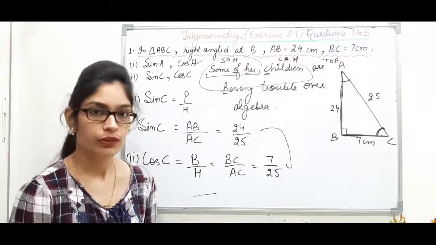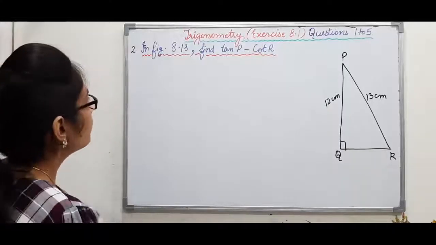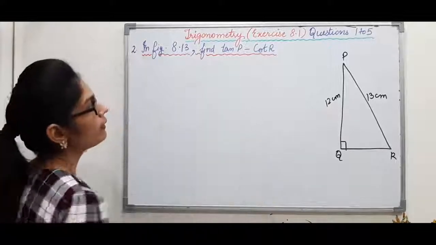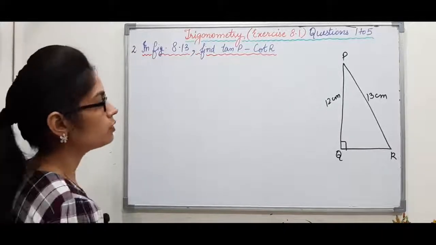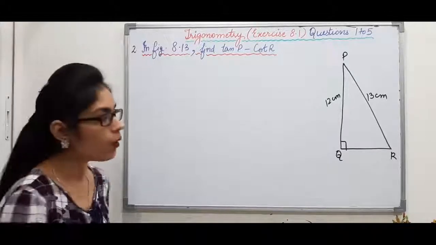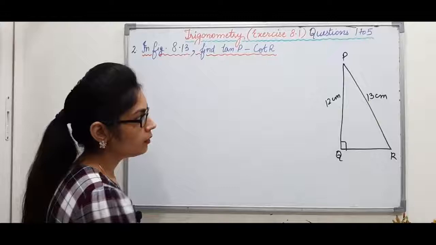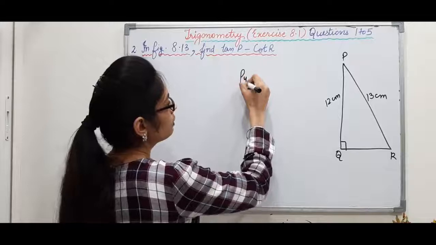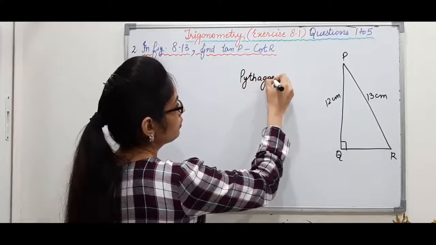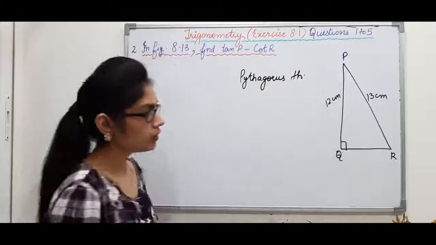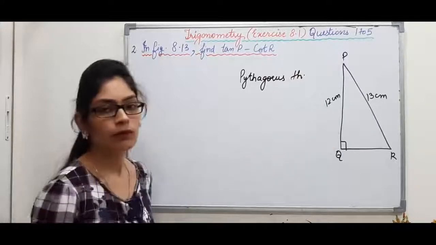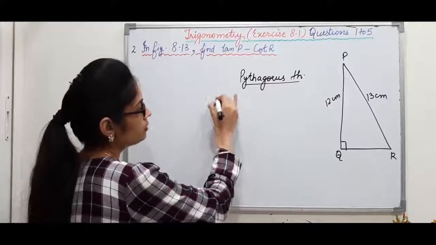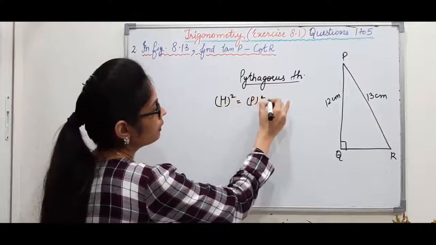Now let's do the second question. In question second, it's given in figure 8.13. This figure I have already drawn. Find tan P minus cot R. This is what we have to find. First of all, we need all the three values of the triangle. We have only two values. The third one we will find by using the Pythagoras theorem. In each and every question only two sides will be given to us. The third one we have to find by using this theorem. In the same way, hypotenuse square is equal to perpendicular square plus base square.